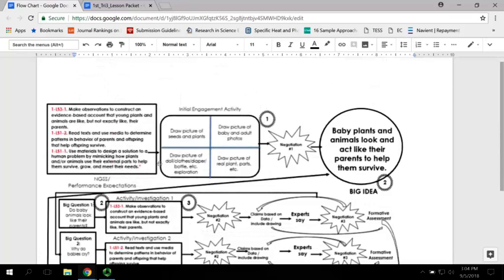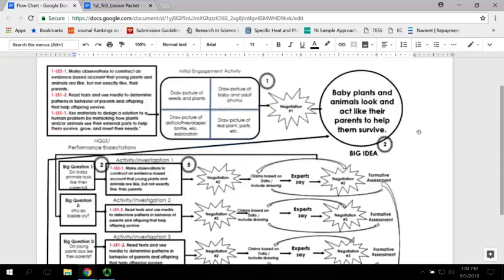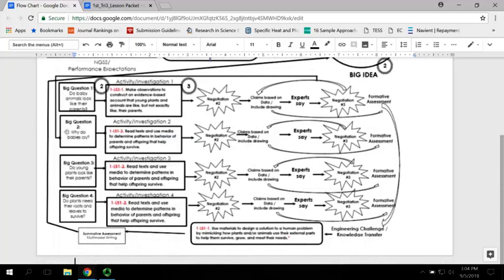So you're going to start out with an activity where they're going to draw pictures of seeds and plants, draw pictures of a baby and an adult animal. They're going to draw pictures of a real plant in different parts, and they're going to draw a picture of a doll with clothes and diapers and things like that. So all of these are getting at basic needs that both plants and animals need to survive. So after they talk about what they did in the initial engagement activity, they're going to create this big idea that baby plants and animals look and act like their parents to help them survive. And then they'll develop some questions.